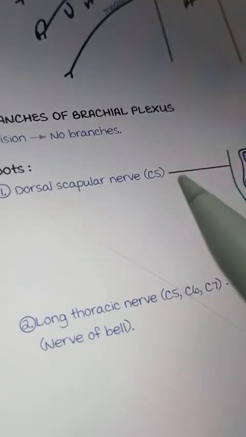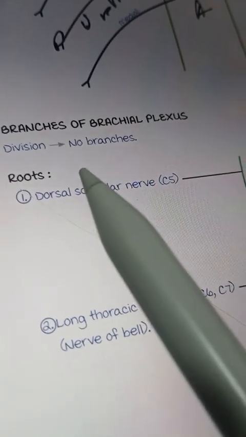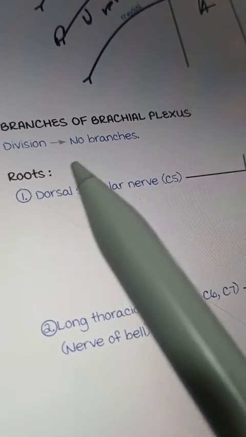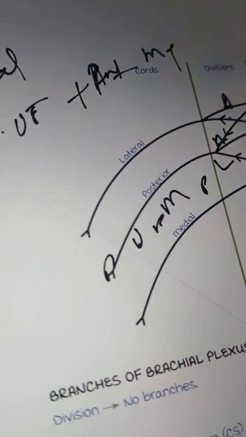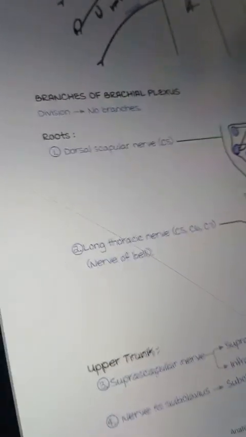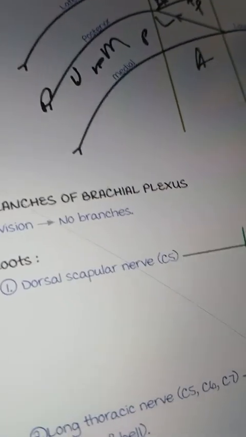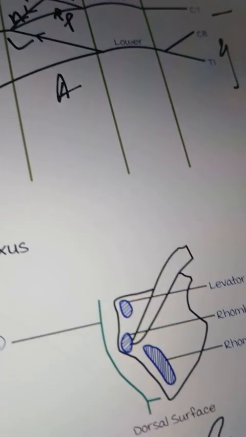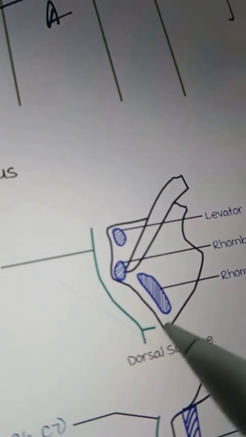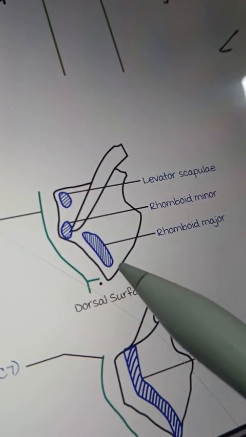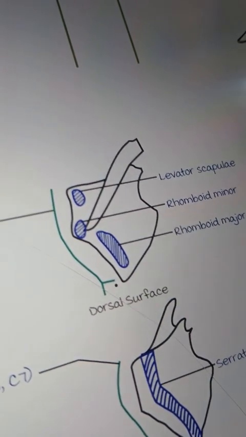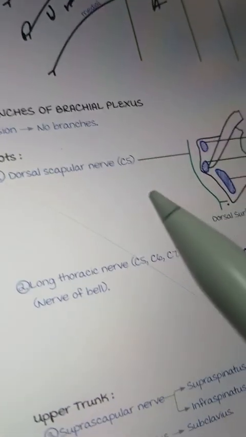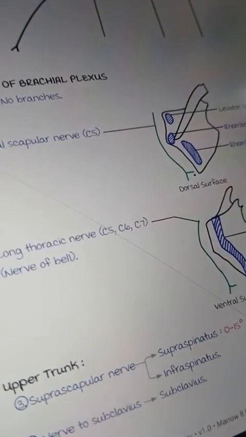Now, after understanding the brachial plexus structure, what are the branches of the brachial plexus? In the divisions, you can see there are no branches, but the roots have branches. That is the dorsal scapular nerve, C5. On the dorsal surface are the levator scapulae, rhomboid minor and rhomboid major. The dorsal scapular nerve, C5, supplies them.